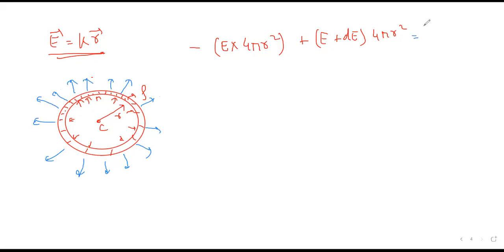And that can be written as what? Charge enclosed कितना होगा उस region में? Rho into 4 pi r squared dr, volume of that shaded part, by epsilon naught. So 4 pi r squared I think will cancel off. dE by r squared dr is rho by epsilon.